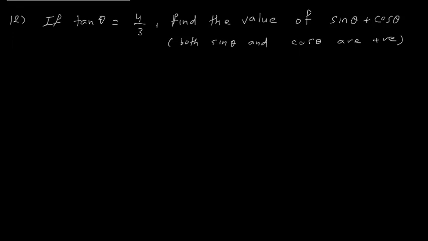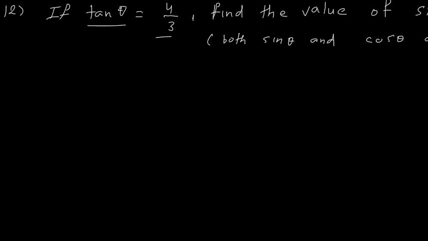Now let us see the 12th question. If tan theta is 4 upon 3, find the value of sin theta plus cos theta. Both sin theta and cos theta are positive. So tan theta is given 4 upon 3. Let us write tan theta. What is given? So in solution, we have tan theta, which is 4 upon 3.